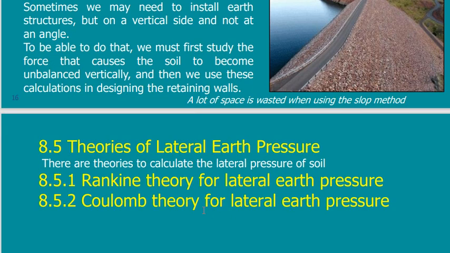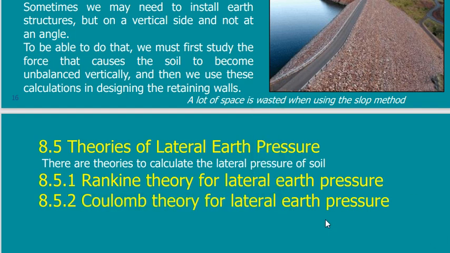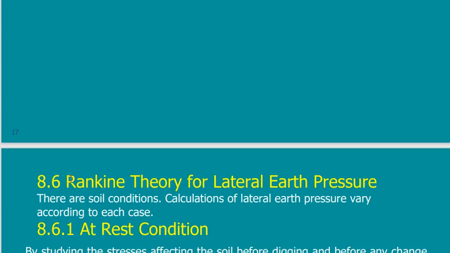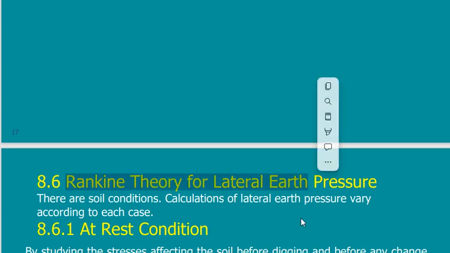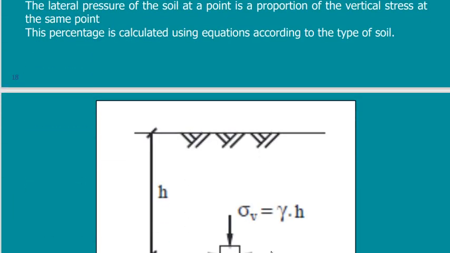To start, we always start with the previous theories that were proposed hundreds of years ago. There is something called Rankine theory. There is Coulomb theory. These are all scientists, or geotechnical specialists, who proposed methods for solving this case. We are going to study now Rankine theory for lateral earth pressure. To understand this, we have to check this figure.